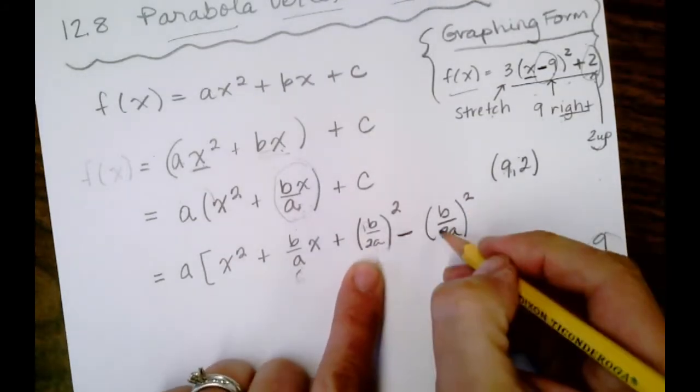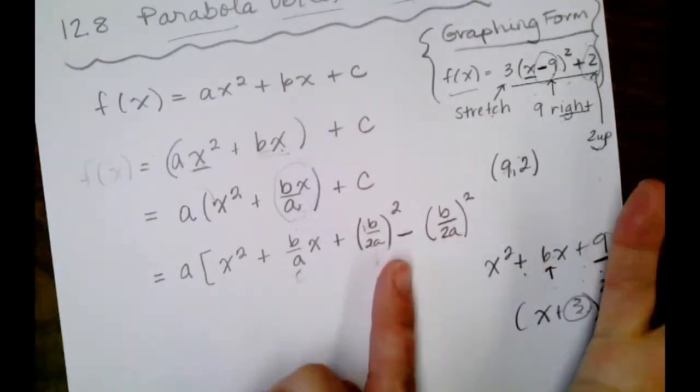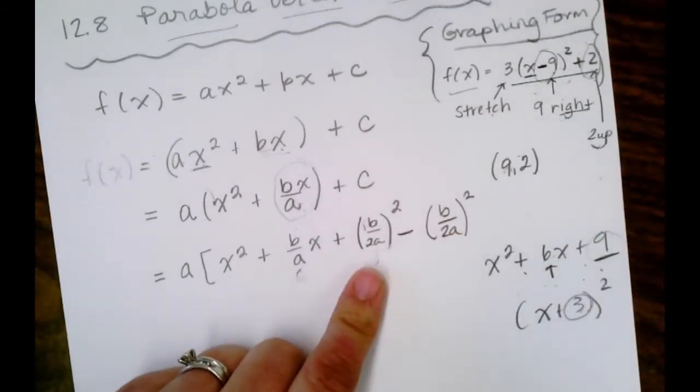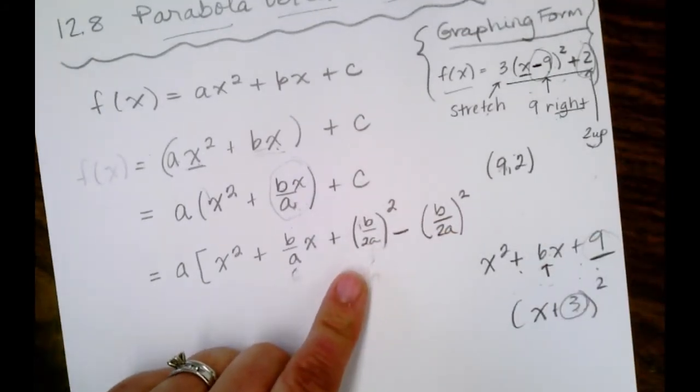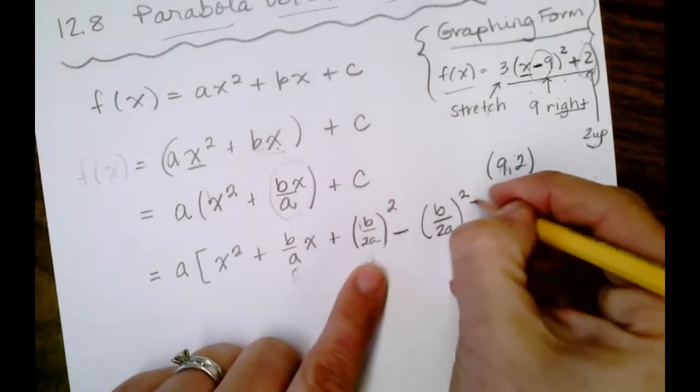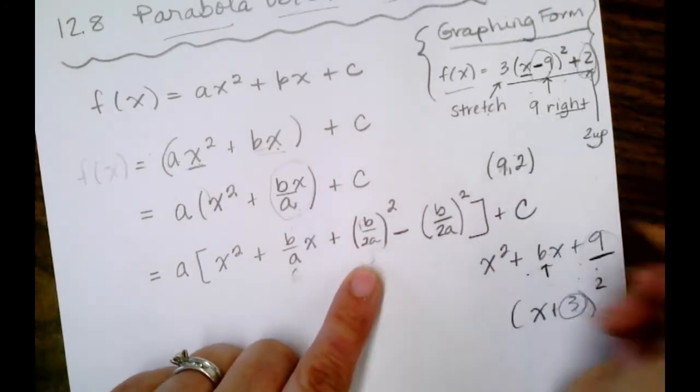So I'm also going to subtract that term, which seems weird, but I'm going to subtract that number. So I added it and I subtracted it, which is the same as doing nothing. Like if I give you $5 and I take $5, you're left with nothing. So that's the same thing. And then I have my plus C out here still.